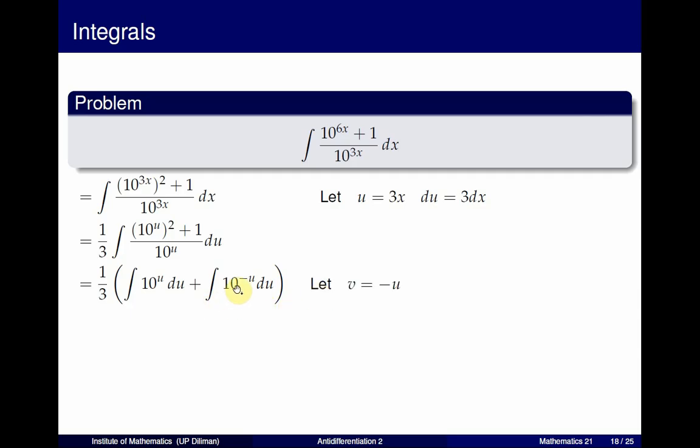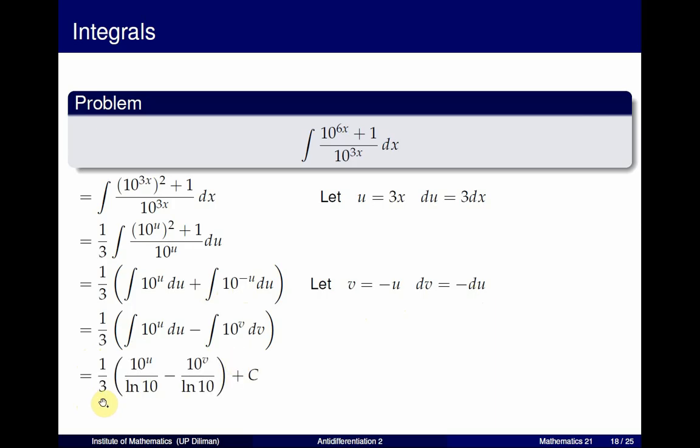So let's apply a substitution. V equals negative u. So dv equals negative du. So the whole expression now becomes 1/3 times the quantity integral of 10 to the u du minus integral of 10 to the v dv. Now both integrals can be evaluated directly using the formula for exponential expressions. So you get 1/3 times the quantity 10 to the u over ln 10 minus 10 to the v over ln 10 plus c.